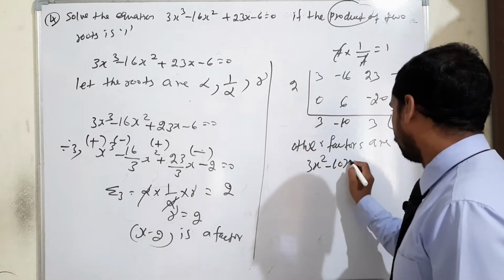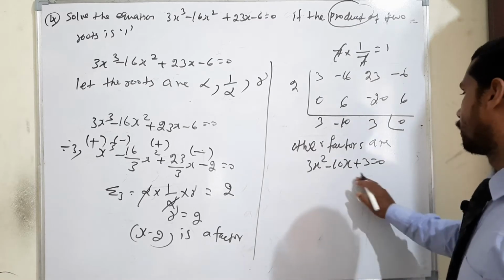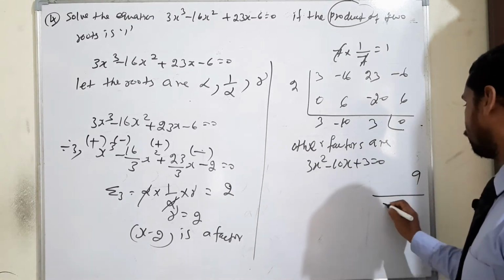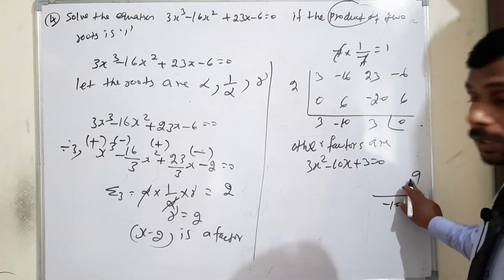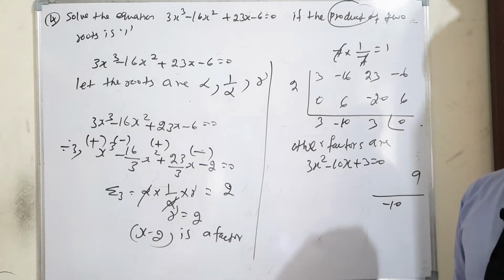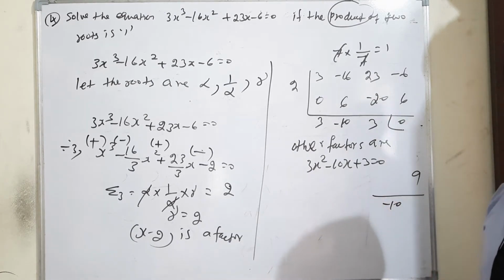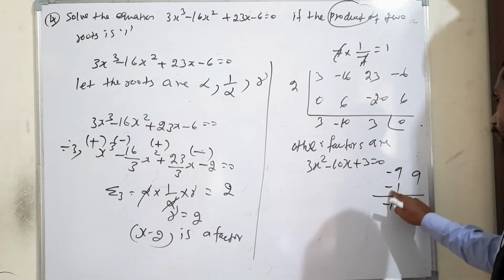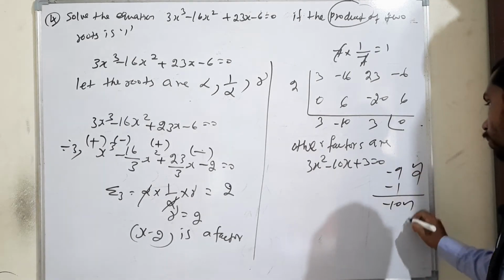3x square minus 10x plus 3 is equal to 0. Now we have to apply the sum product rule. Product means 3 3s are 9, sum means minus 10. I told you, if the product is positive, select two numbers of the same sign, both positive or both negative. Here the sum is negative, so both signs will be negative. We can write minus 9 and minus 1. Minus 9 into minus 1 is positive 9, and minus 9 plus minus 1 is minus 10.